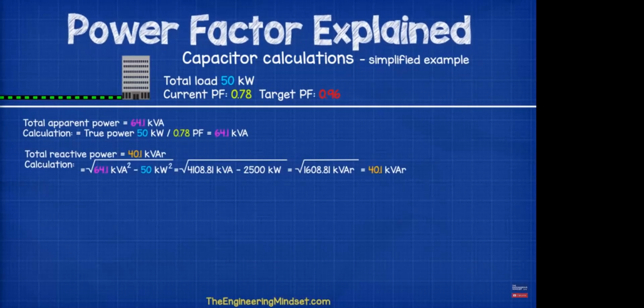It also has a reactive power of 40.1 kVAR. We find that by taking the square root of the kVA squared minus the kilowatt squared. So take the square root of 64.1 squared minus 50 kilowatt squared.